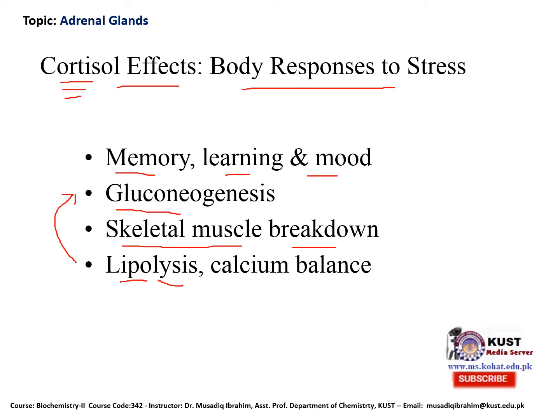gluconeogenesis. And another effect of cortisol is the calcium balance, that inside the cell and outside the cell of the human body, the calcium intake and its balance is being maintained by the cortisol secretion.